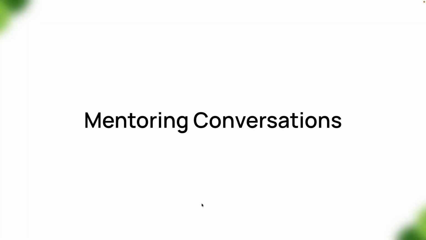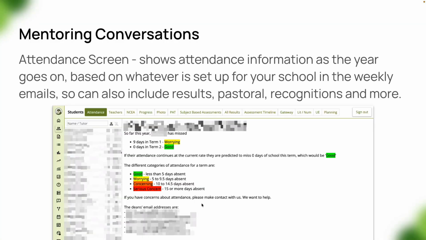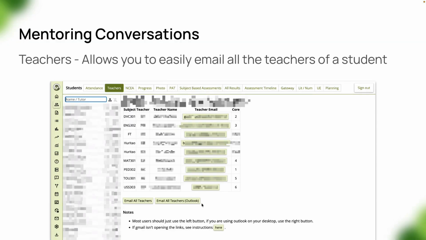Next up, though, instead of that data being pushed, it's pulling. One of the times that's really useful to have all of your data on a student in one place is when you're sitting down and having a mentoring conversation with them. So the attendance screen pulls in whatever is set up in that weekly email. You can customize that quite a bit. But this here gives me the data on the attendance for that kid.